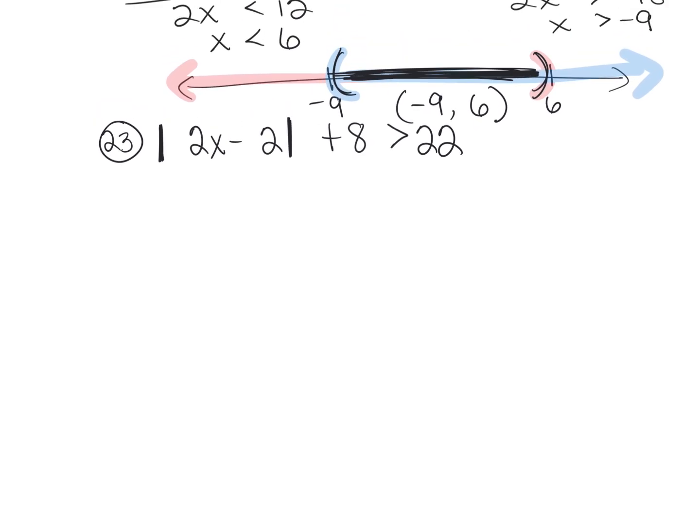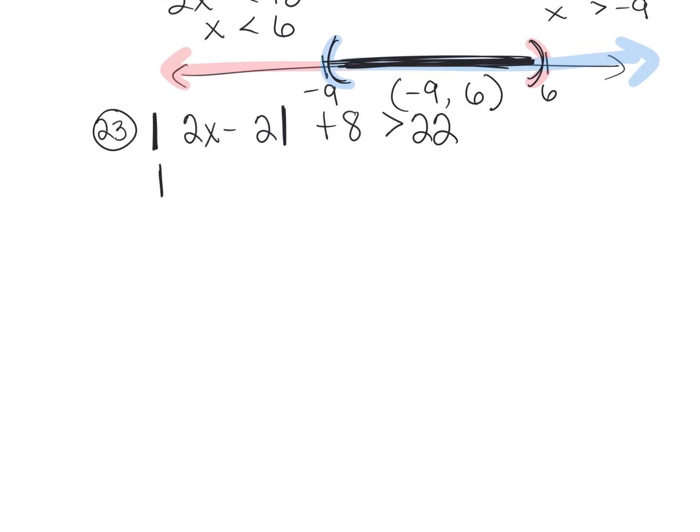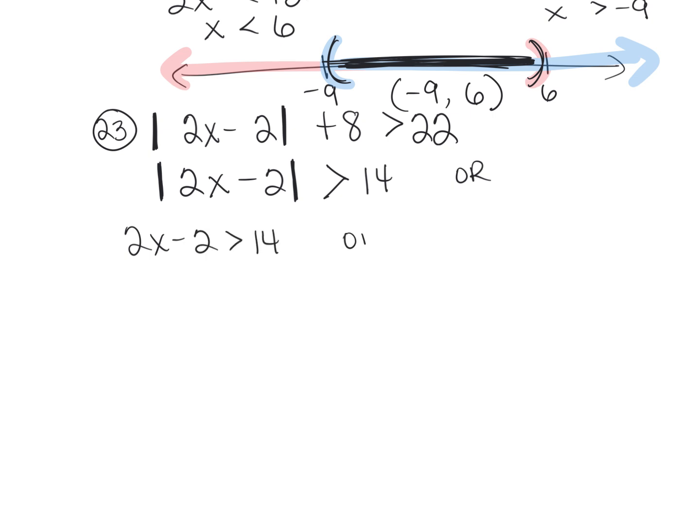23 is the same thing, but the difference is that my inequality flows in the other direction. All right, so I get this by itself by subtracting 8 from both sides. This one is a greater than, so 22 minus 8 is going to give me 14. And because I have that greater than, this is an or statement. So I have 2x minus 2 is greater than 14, or 2x minus 2 is less than -14.